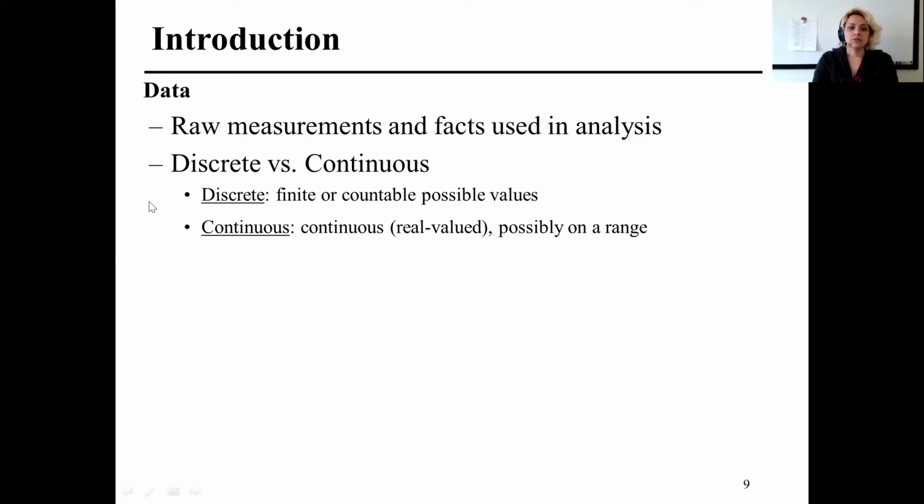For example, is it discrete? It can be finite or countable possible values. Continuous is the real value, possibly on a range. For example, the time range that we have, that's the continuous one.